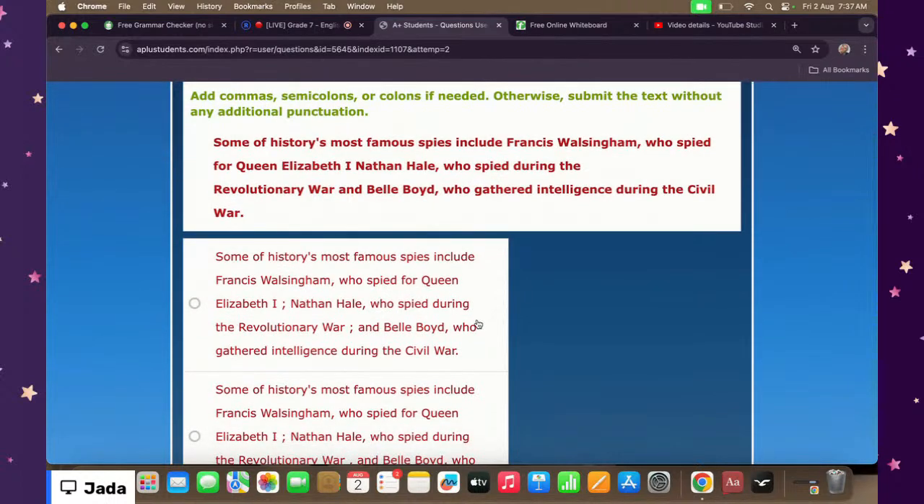So, for all this, it already has lots of commas, but you still have to be able to differentiate them. So, after each person's name and what they did, after the person's name, you put a comma, and after what they did, you put a semicolon to be able to separate them. So the best answer is the first one.